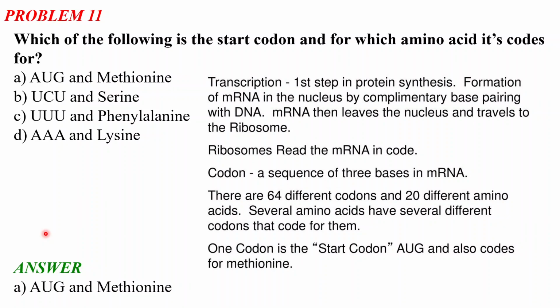Transcription, as I have mentioned, is the first step of protein synthesis. What is transcription? It is the formation of the mRNA in the nucleus by complementary base pairing of the DNA. mRNA then leaves the nucleus and travels to the ribosome. The ribosome reads the mRNA code, and a codon is a sequence of 3 bases on the mRNA. There are 64 different codons and 20 different amino acids. Several amino acids have several different codons that code for them, and one codon is the start codon, which is AUG, and which codes for methionine. In the case of eukaryotes it is methionine; in the case of prokaryotes, it is N-formyl methionine.